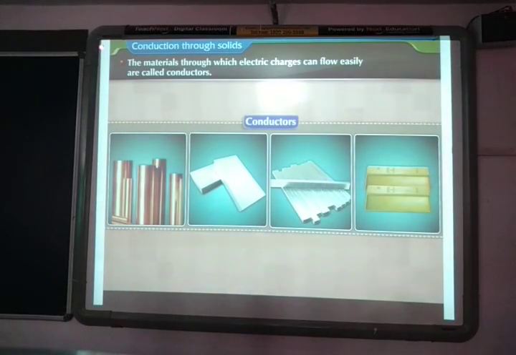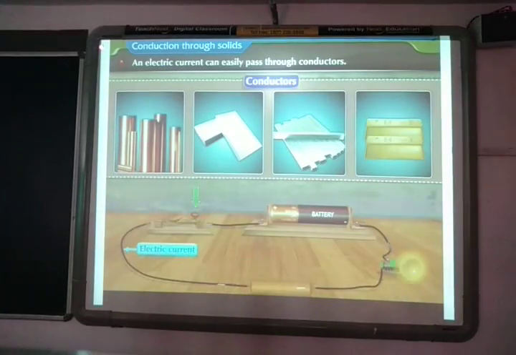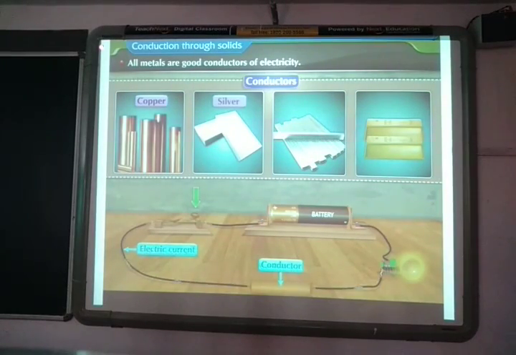The materials through which electric charges can flow easily are called conductors. An electric current can easily pass through conductors. All the metals like copper, silver, aluminium, gold, etc. are good conductors of electricity.